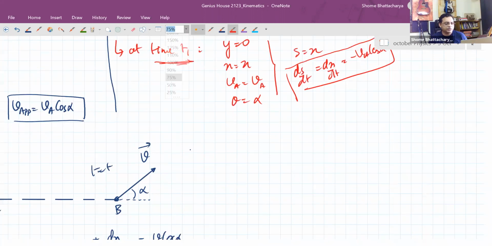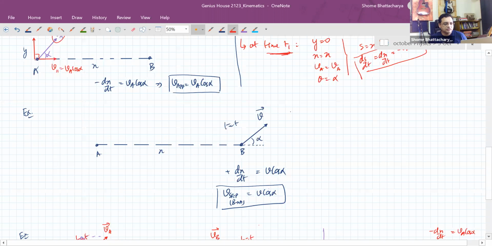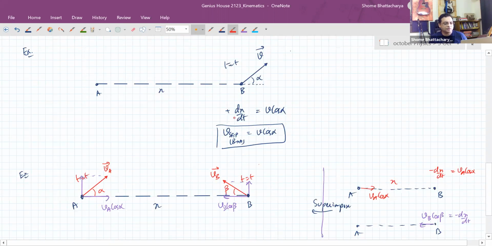That's why in approach and separation, the convention we have taken from the beginning is that the line joining AB, the distance between them, we have written as x instead of s. You can write it as s also, it doesn't matter. So what we are interested in is how x is changing. What is the rate at which the distance between them is changing? You can see here that if I break this velocity into two components, the cos component is along this line, so it is dx by dt. The y component is perpendicular to this line, so it does not make any difference to x. Got it now? Is it clear?